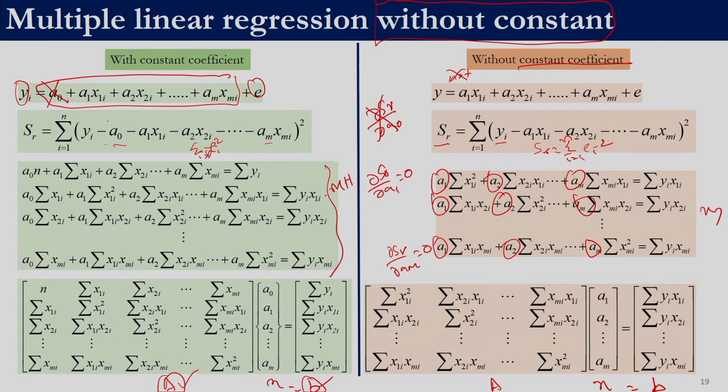Here we had m plus 1 linear equations, here it is m linear equations. If we see, it is nothing but whatever we derived for the constant coefficient except for this row and for this column. All the other terms would be the same. So, that is how we can still work without a constant coefficient. If the model does not have a constant coefficient, we can still apply the same concepts which we have discussed so far to fit those kinds of models.